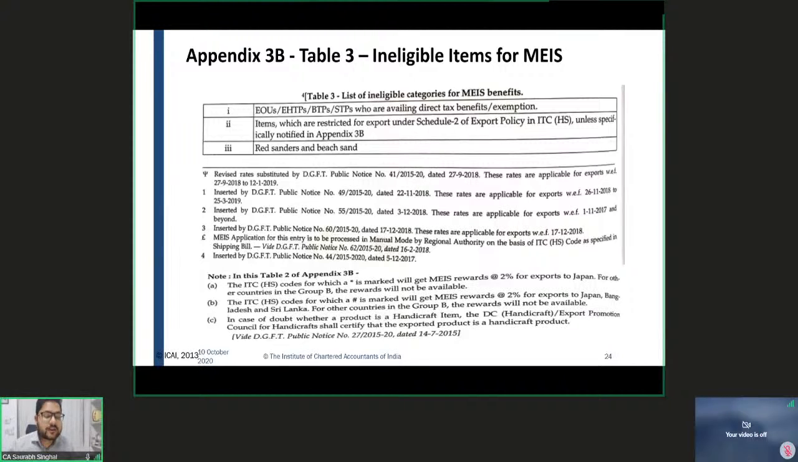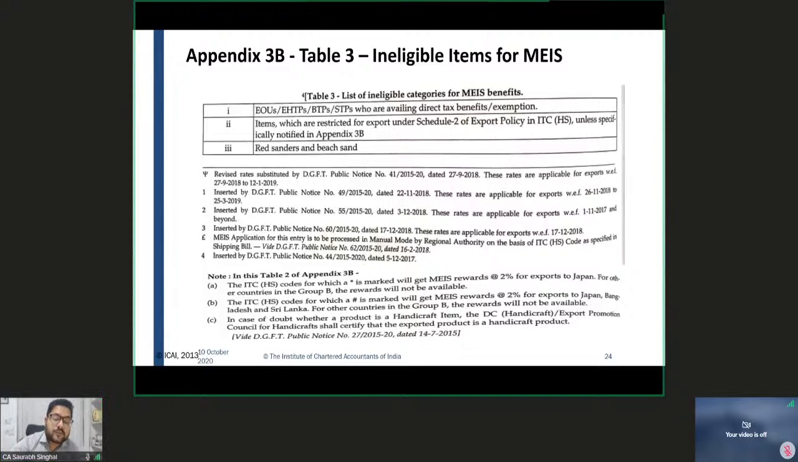What are the other items ineligible for MEIS? Exports by EOUs, ESTPs, BTPs, STPs. They say you are otherwise eligible for various other benefits, you will not be eligible for MEIS. So if an export oriented undertaking is making exports, those exports will not be eligible for MEIS.